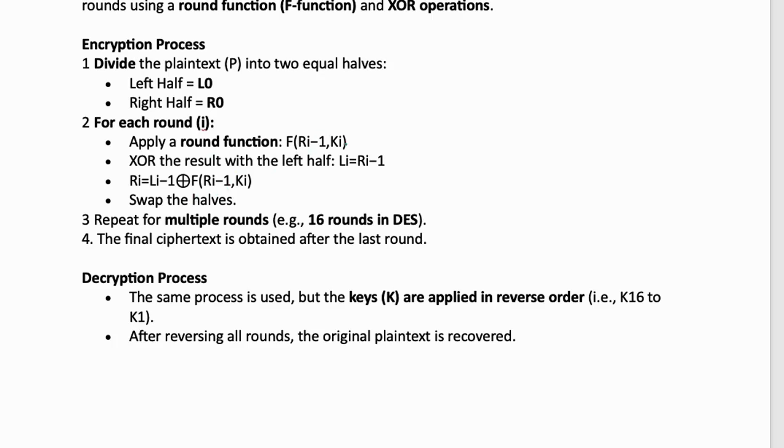So we apply the function, then apply the XOR, swap the halves, and then repeat for multiple rounds. For example, in the DES algorithm, 16 rounds are used. The final ciphertext is obtained after the last round. In the decryption process, the same process is used, but the keys are applied in reverse order. Encryption uses K1 to K16 and decryption uses K16 to K1. After reversing all rounds, the original plain text is recovered.